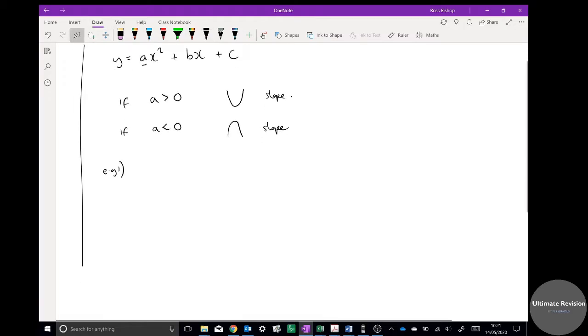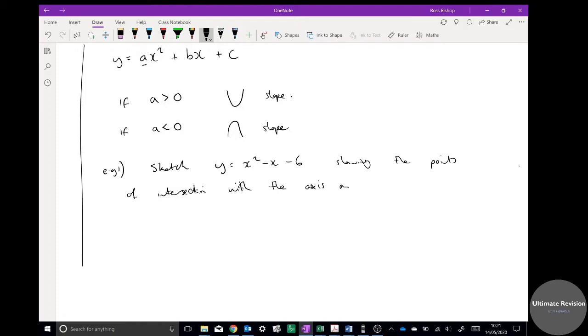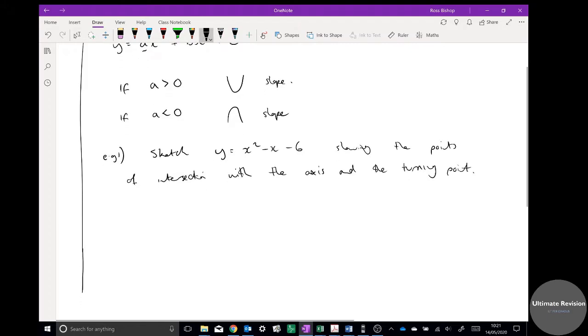Example 1: sketch y equals x squared minus x minus 6, showing the points of intersection with the axes and the turning point. Okay, so sketch y equals x squared minus x minus 6, showing the points of intersection with the axes and the turning point. Okay, so there's a very clear step-by-step for sketching quadratics.